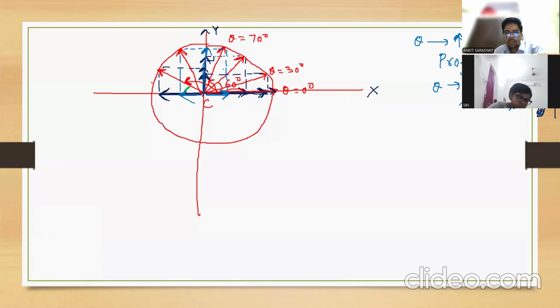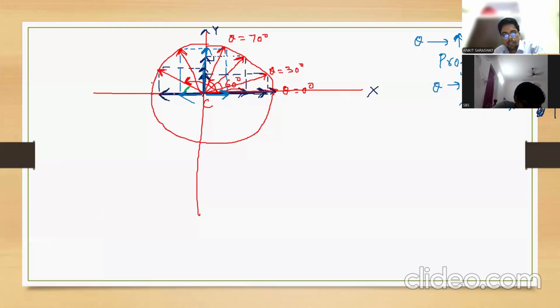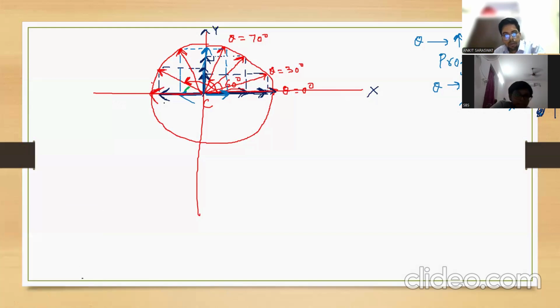And if theta is 180 degrees, you are making the given vector like this. Then you will observe that there is no projection on the y-axis. When the vector is lying parallel to the x-axis, the projection will be like this on the x-axis. Clear? But there is no projection on the y-axis.